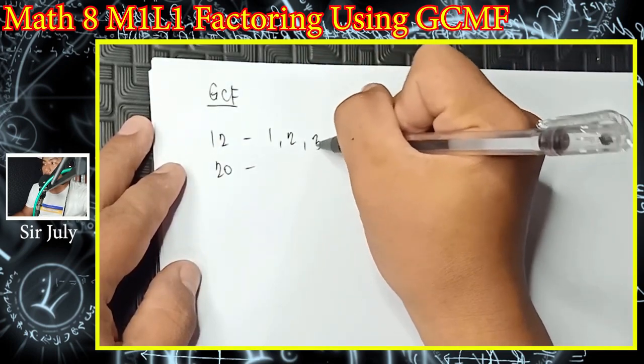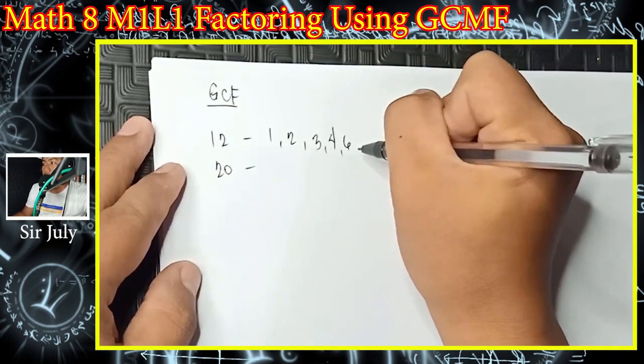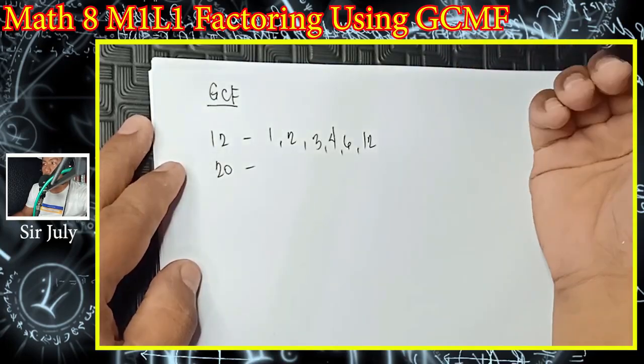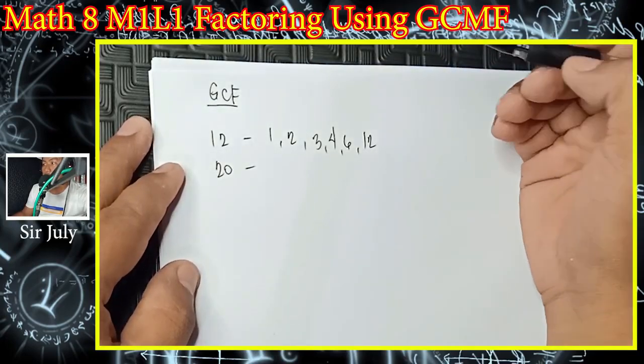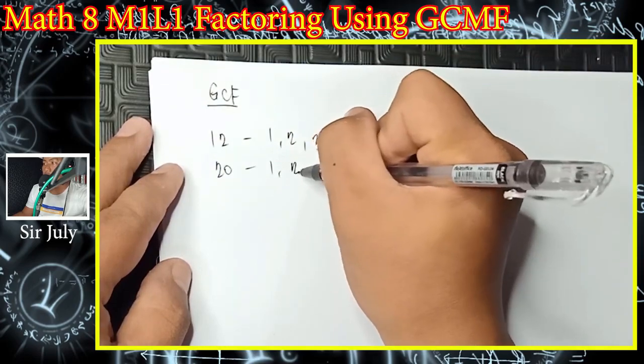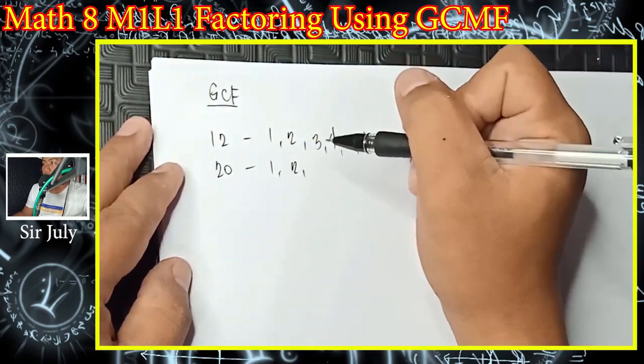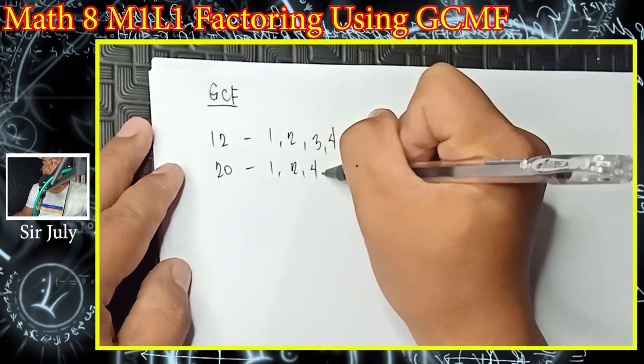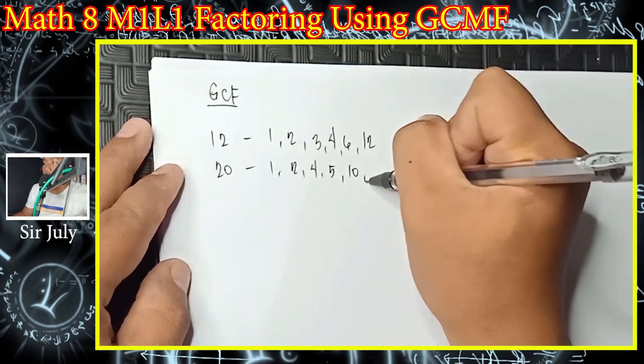1, 2, sa 12, 3, 4, 6, and 12. So yan po yung mga factor ng 12. And then 20: 1, 2, 4, 5, 10, and 20.